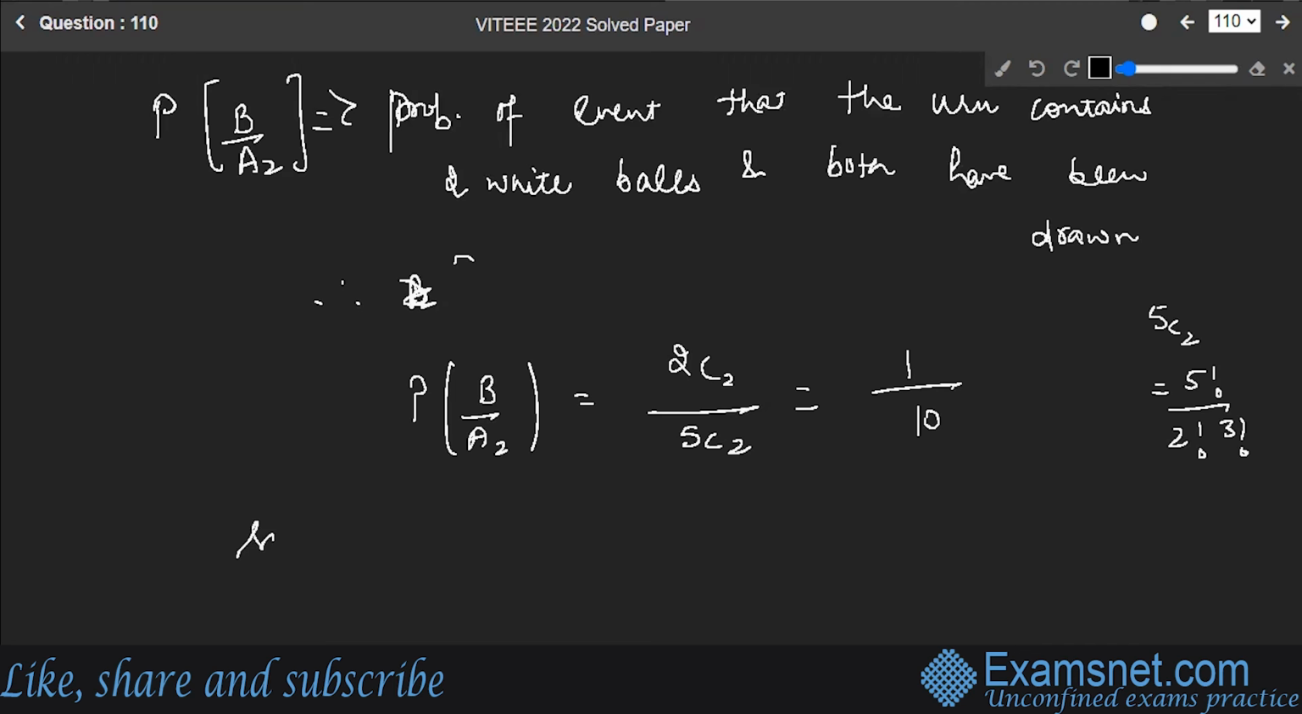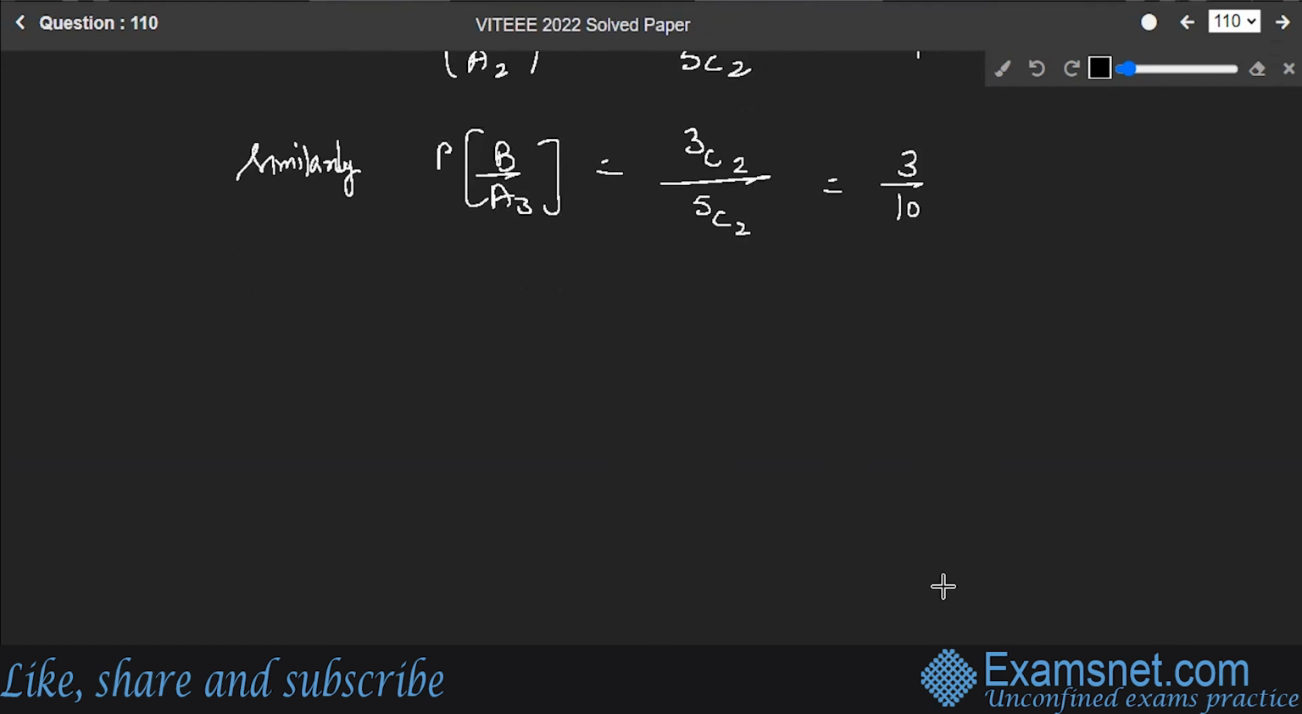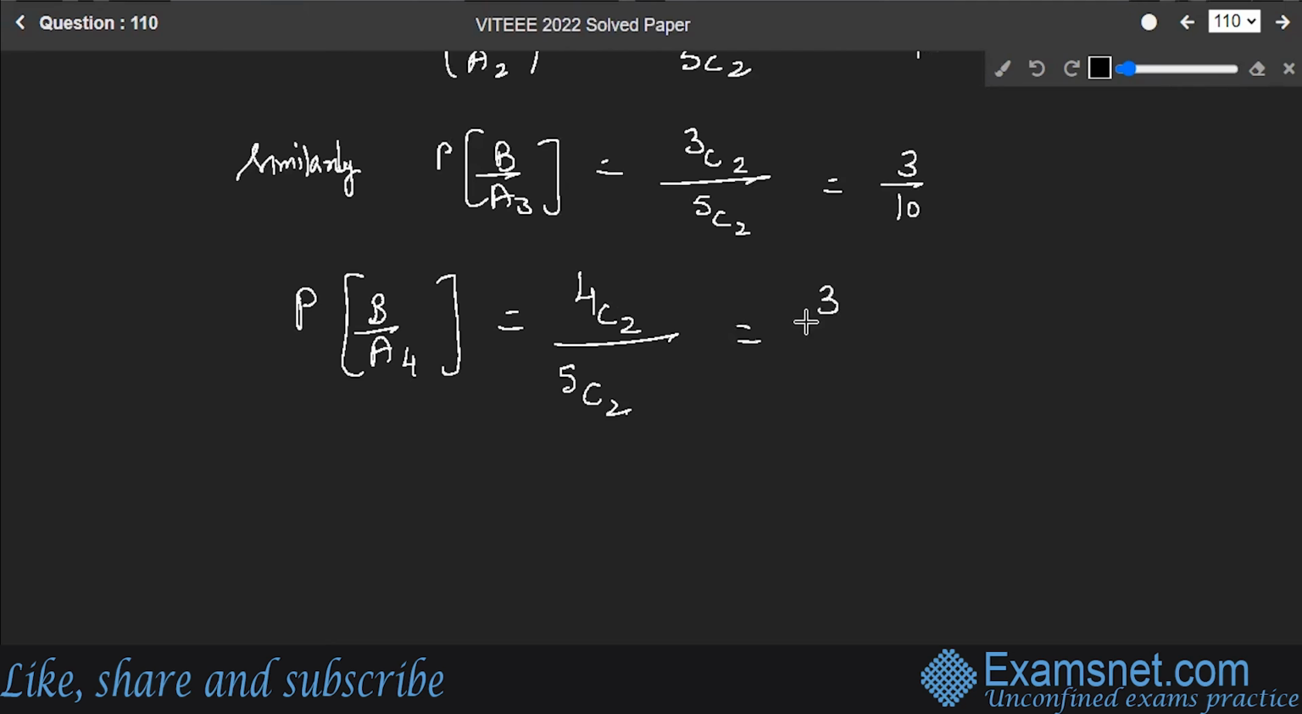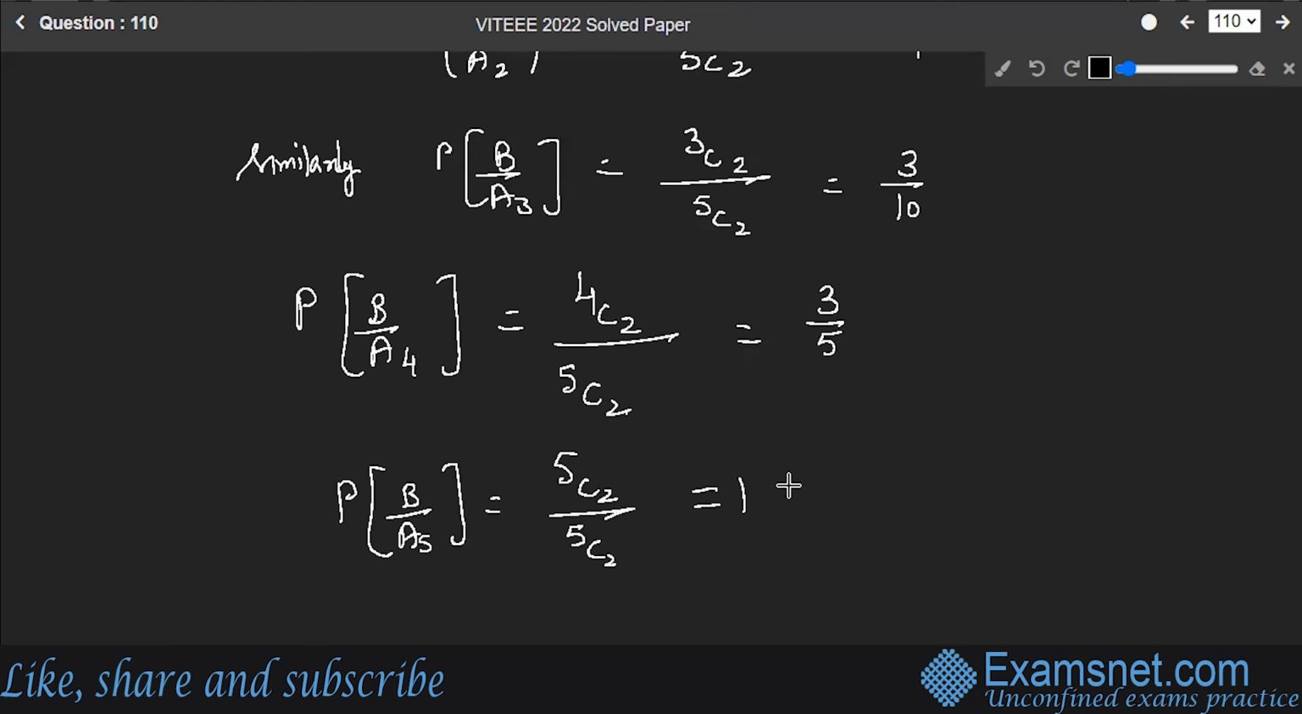Okay. Similarly, probability B upon A3 is 3C2 upon 5C2, which is equal to 3 by 10. And probability B upon A4 is equal to 4C2 divided by 5C2. This is equal to 3 by 5. Probability B upon A5 is equal to 5C2 upon 5C2, that is equal to 1. Okay. So I hope you're clear till here.